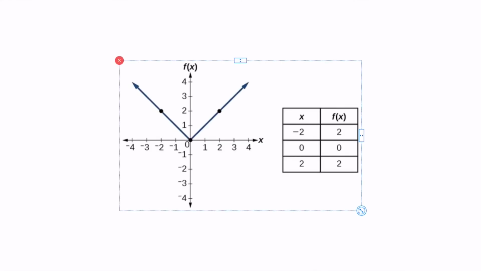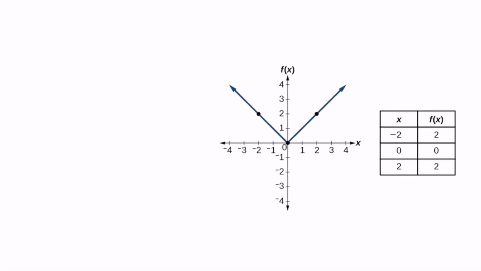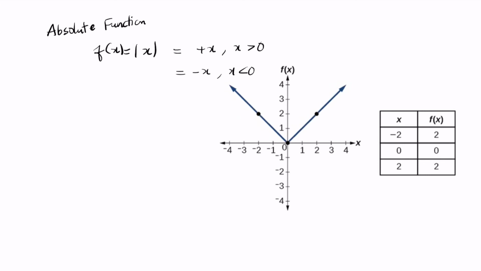The next one is the absolute function. The absolute function is written as f of x equal to mod x. What does mod x mean? Mod x equals plus x when x is greater than 0. It's minus x when x is less than 0. So this is a piecewise function, which means that it takes two parts. And we can write this function this way.